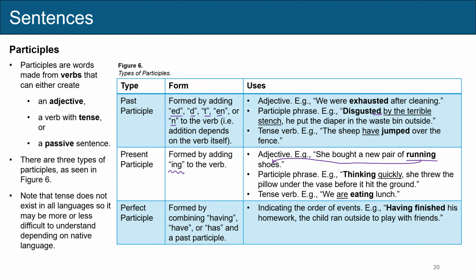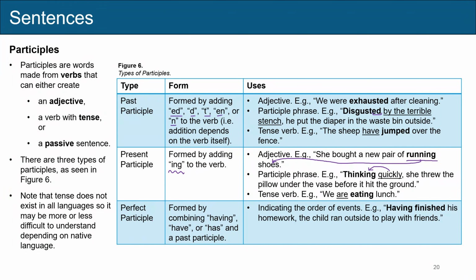Running shoes. We can use it as a participle phrase, kind of like a gerund: thinking quickly. So this quickly is describing how the person was thinking. She threw the pillow under the vase before it hit the ground. So thinking here is not just a verb, it's also a description of what she has done. And then we use it for tense. We are eating lunch, so this would be in present tense.